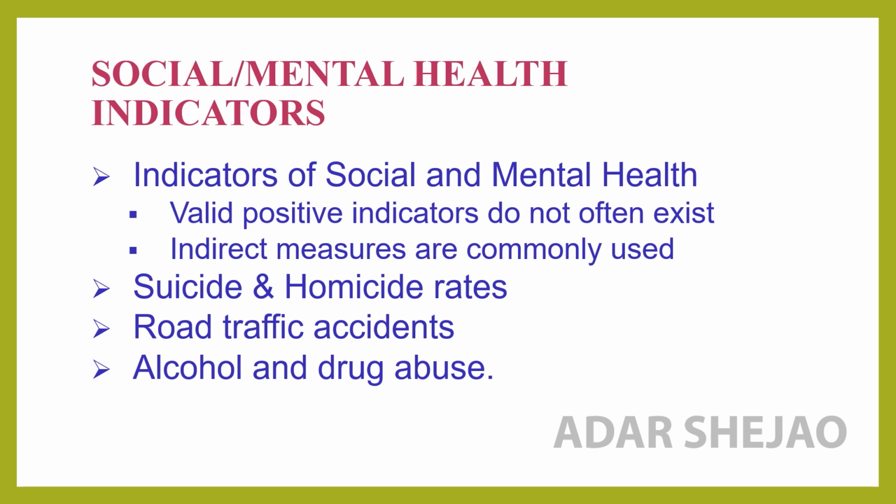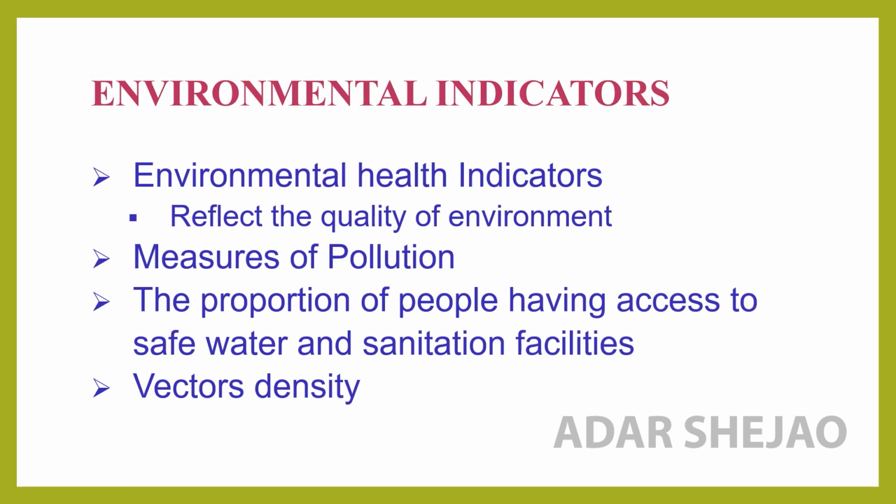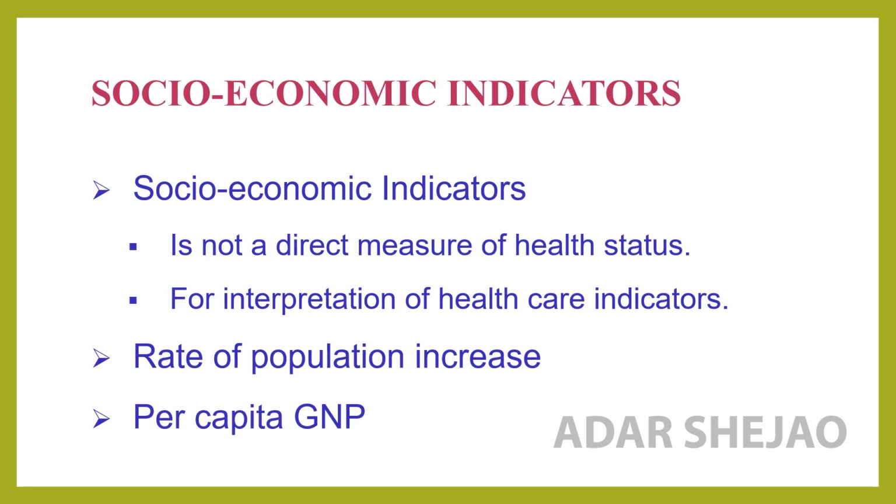Alcohol and drug abuse. Environmental indicators. Environmental health indicators reflect the quality of environment. Measures of pollution. The proportion of people having access to safe water and sanitation facilities. Vectors density. Socioeconomic indicators. Socioeconomic indicators are not a direct measure of health status, but are used for interpretation of healthcare indicators.